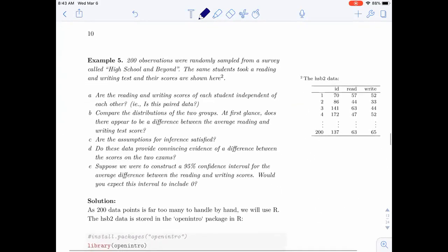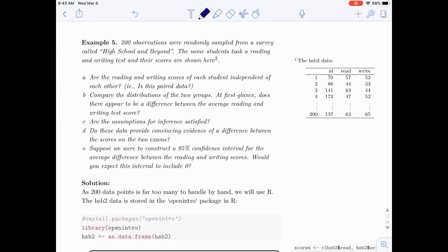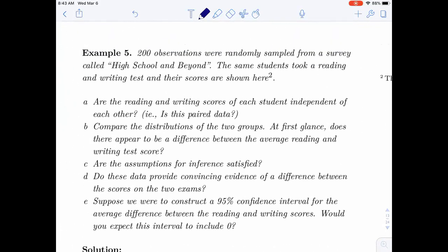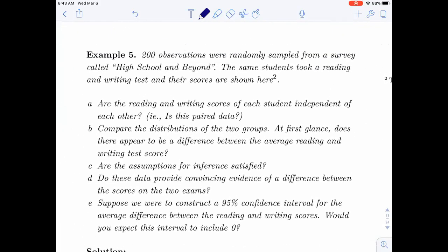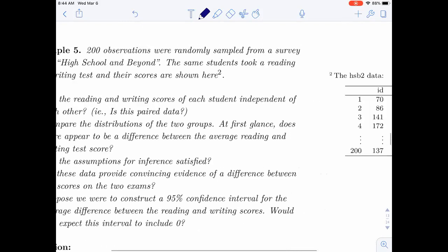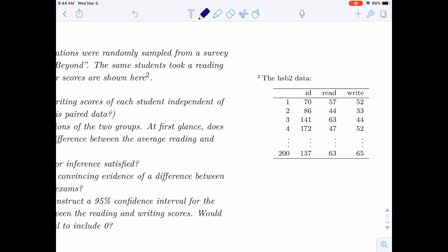So I've got this example here. 200 observations were randomly sampled from a survey called High School and Beyond. The same students took a reading and writing test, and their scores are shown. I just showed them briefly over in the margin because it's not that important, but it's just to give you an idea of what the data looks like, right?